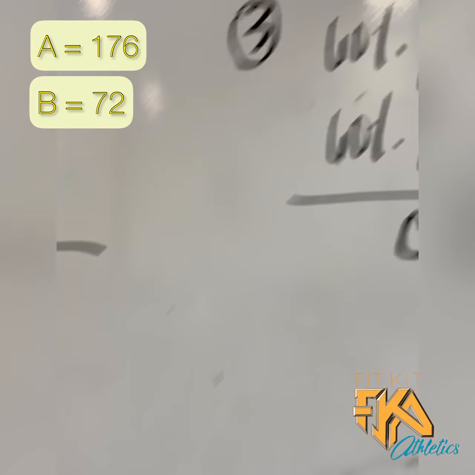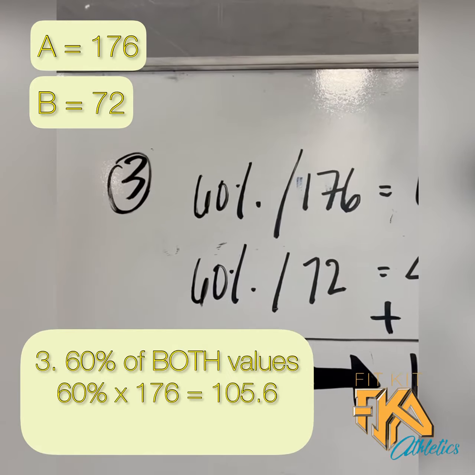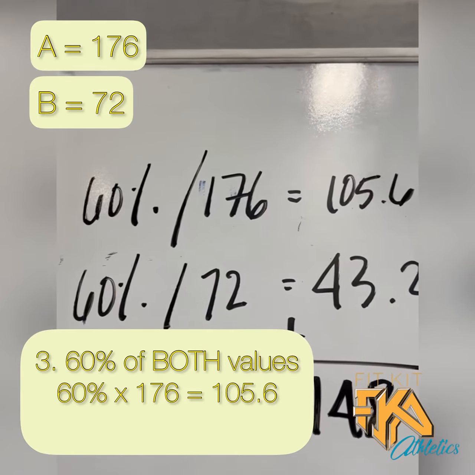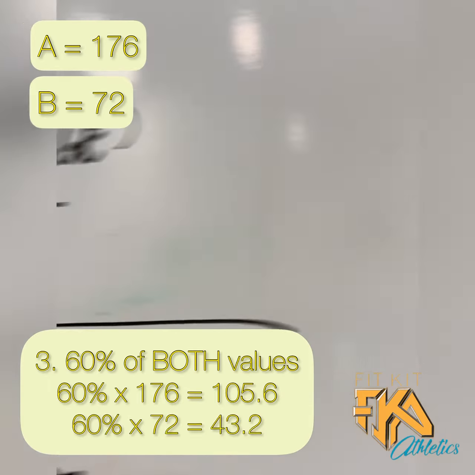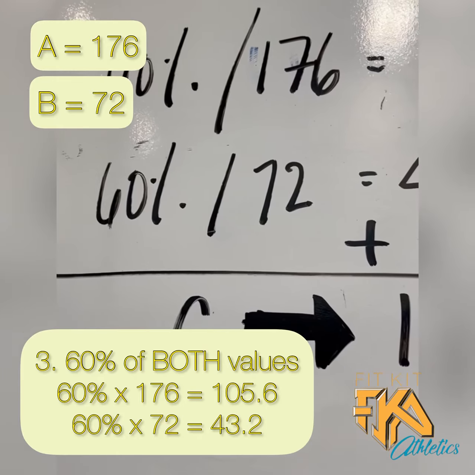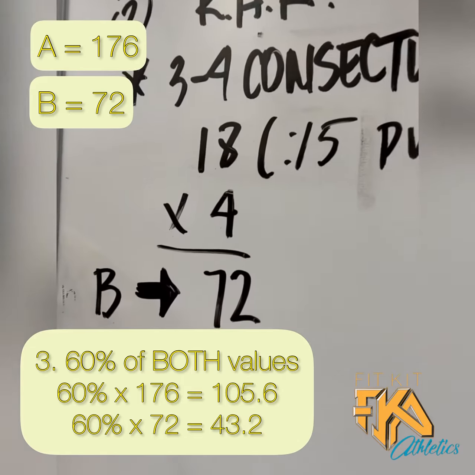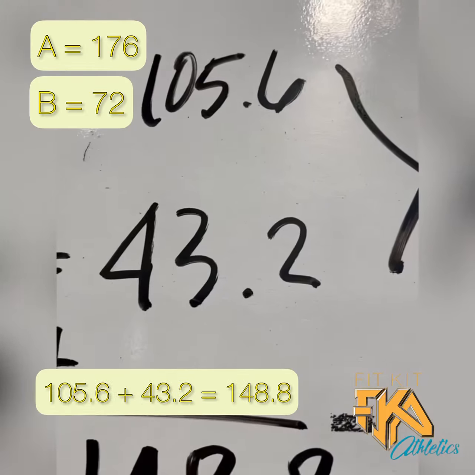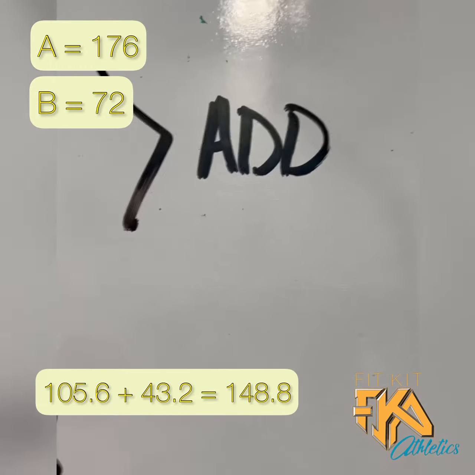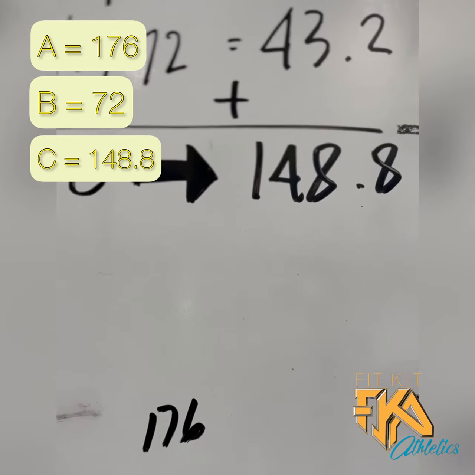Okay, number 3, I'm going to go for 60% of that. So I'm going to take 60% of 176, which was my A, and then I'm going to take 60% of 72, which was my B, and I got those numbers. And then all I'm going to do is add them together. Wow. C. What does that mean?